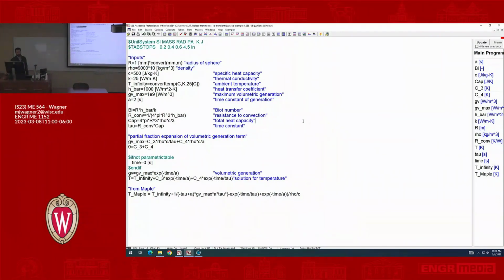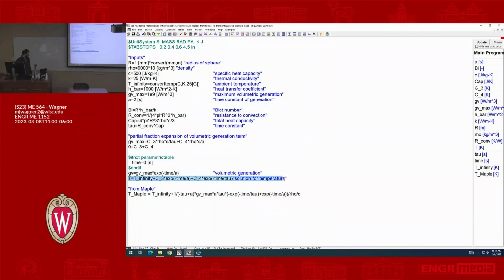And the point of doing this is just to make sure that we know that Laplace matches our answer that we got before. This is all the information that we're given in the problem. We could compute things like the Biot number and the time constant, which we've done. If you go through and do the partial fraction expansion, you get this system of equations that help you solve for the unknown constants. And then down here we have our first solution.